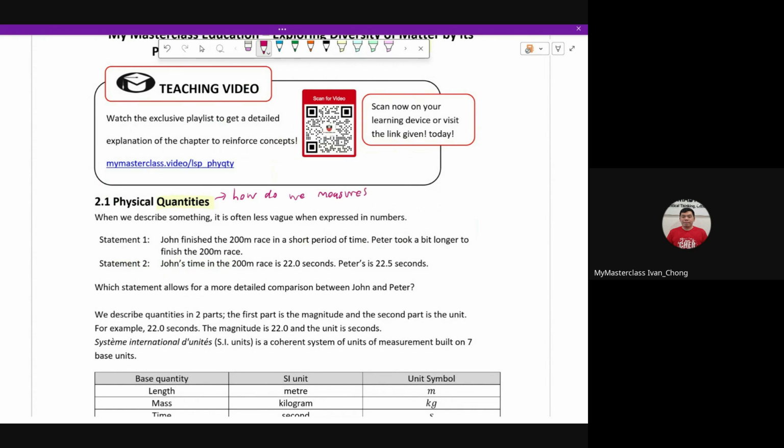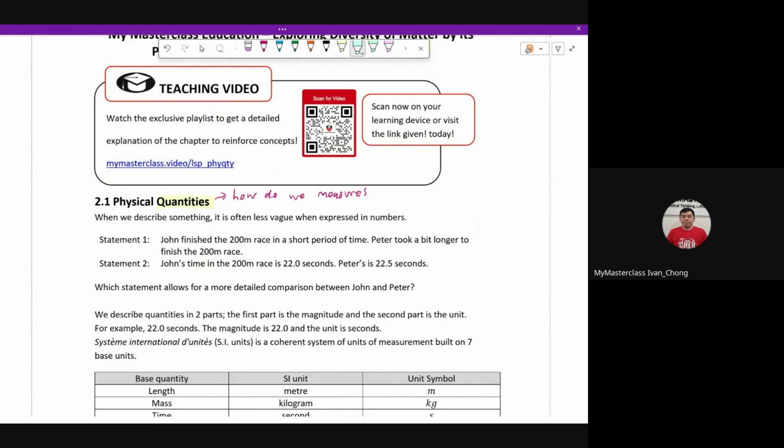So the thing is, how do we know if something is hard? How do we know something is strong? How do we know if something is long? How do we know what is what? Because if we just describe it briefly in words, it's a bit vague.